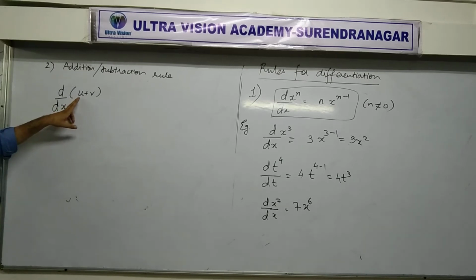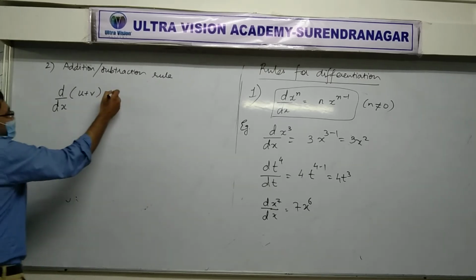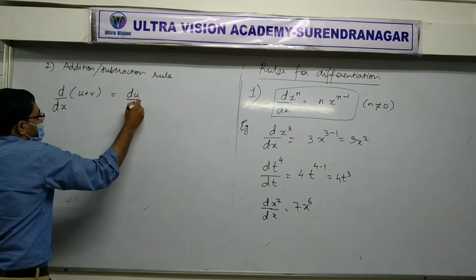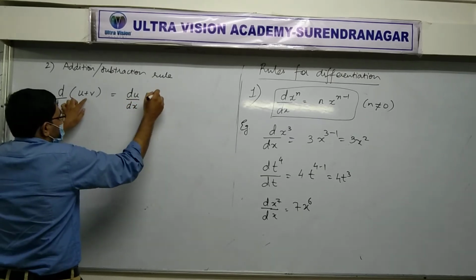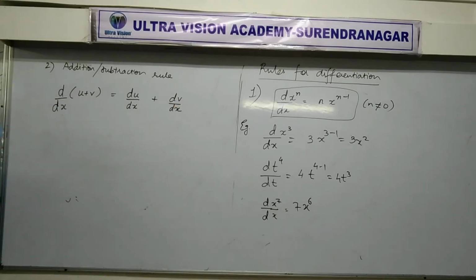Okay, if you want to do differentiation of u plus v with respect to x, then that will be equal to, very easy, separately differentiate them and put whatever sign is there in the middle. Did you understand? Yes. Okay, again let's understand this rule by an example.